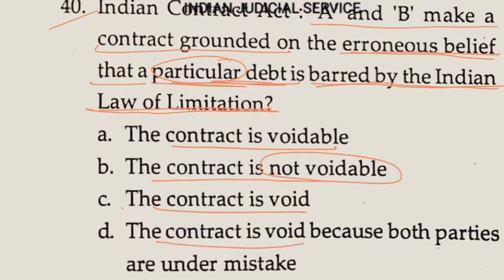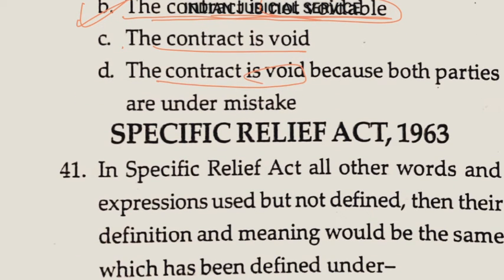And option D, contract is void because both parties are under mistake. So clearly there is a mistake of law. So it is, contract is not voidable. So contract is valid. So answer is here option B. And this question is related to the mistake of law under section 21. Now question number 41, Specific Relief Act 1963.